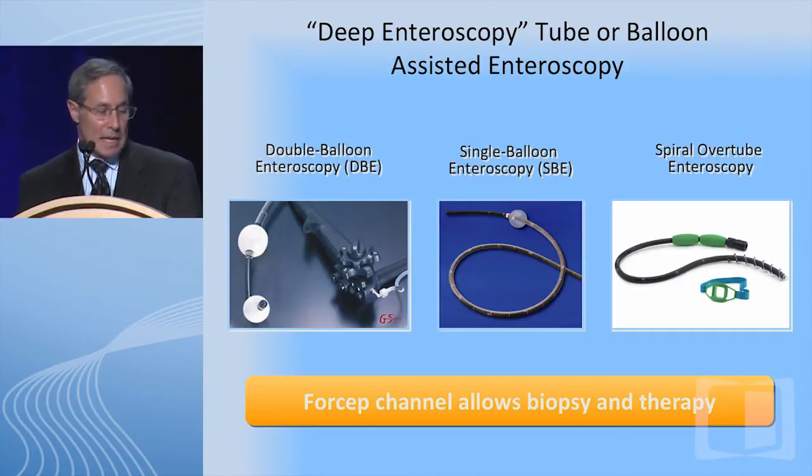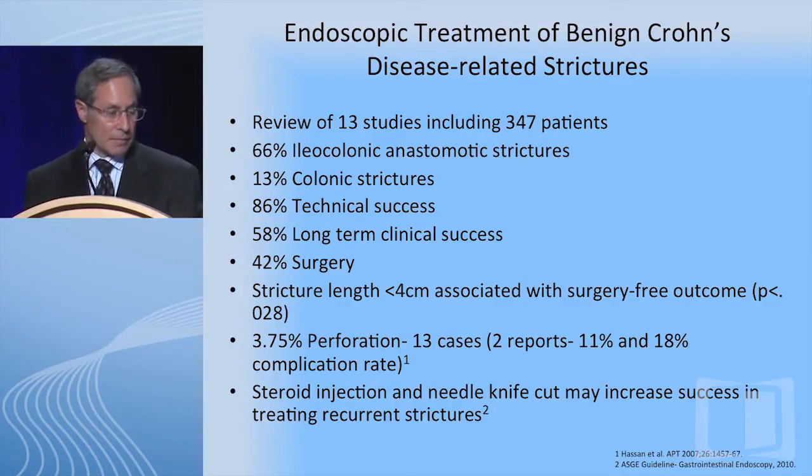Now, deep enteroscopy can be achieved using double balloon enteroscopy, single balloon enteroscopy, and spiral overtube enteroscopy. And it's important to keep in mind that there are forceps channels which allow biopsy and therapy, allowing for interventional procedures. This slide is a recent summary, a review of 13 studies including 347 patients with benign Crohn's disease-related strictures.